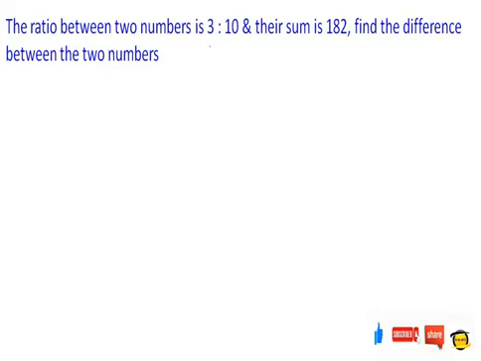The ratio between two numbers is given as 3:10 and their sum is also given as 182. Find the difference between the two numbers.